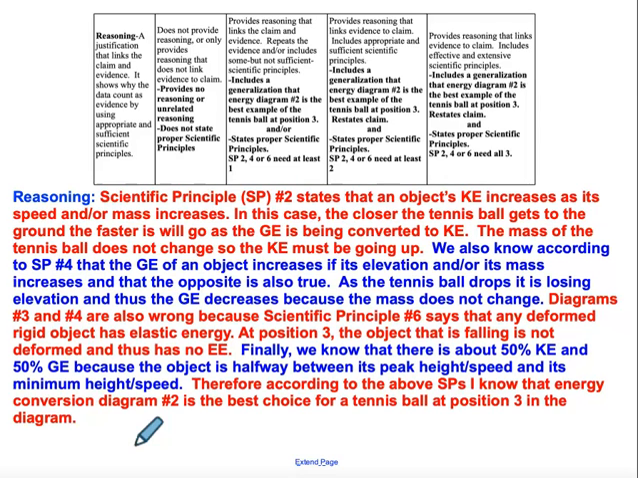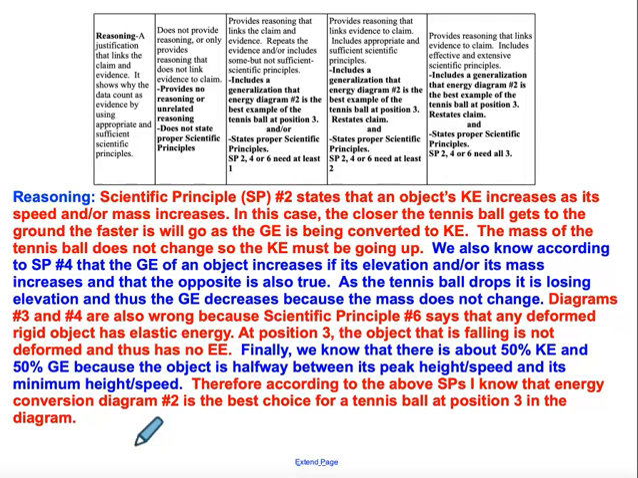We also know, according to scientific principle number 4, that the GE of an object increases if its elevation and/or mass increases, and the opposite is also true. So as the tennis ball drops, it's losing elevation, and thus the GE decreases because the mass does not change. Again, here's my second scientific principle, and I explain why it's important and relevant. Diagrams 3 and 4 are also wrong because scientific principle number 6 says that any deformed rigid object has EE. At position 3, the object that is falling is not deformed and thus it has no EE. So there are my 3 scientific principles, and I explain why they're relevant. So you can't just list them, you have to explain why they're relevant.